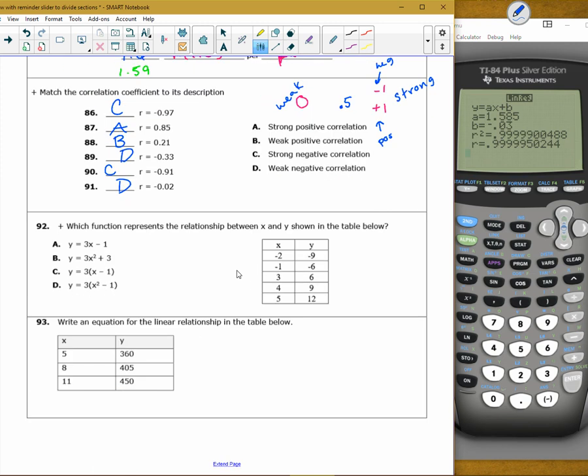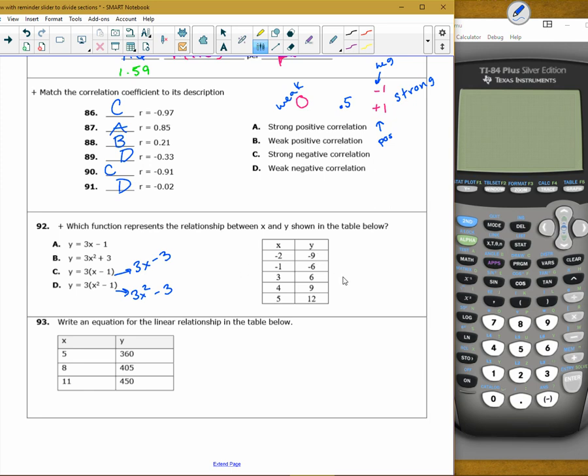92. Which function represents the relationship between x and y shown in the table below? We got the first one that's linear, the second one that's quadratic. Ooh, let's look at the third one. 3 parentheses x minus 1. So if I go ahead and do distributing, 3 times x is 3x. 3 times -1 is -3. Okay, so that's a linear one as well. And then I got D, 3 times x squared is 3x squared, and 3 times -1 is -3. Okay, so I've got linear and I've got quadratic, so I've got to check both of those.